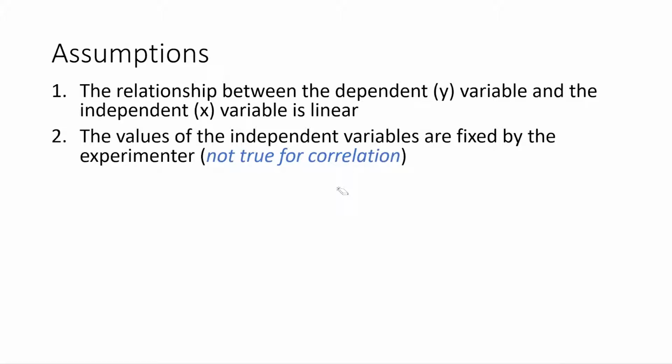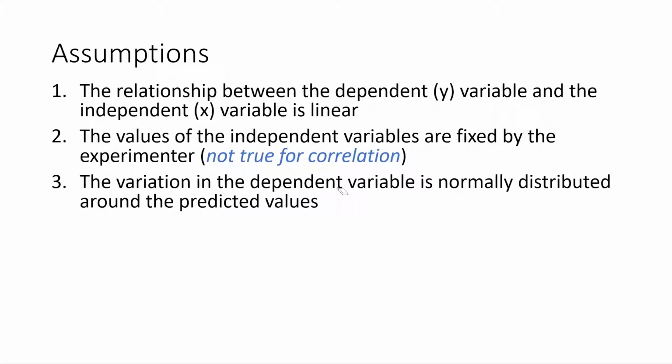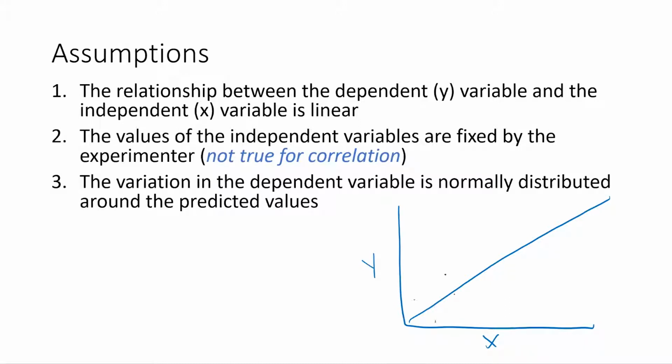We also assume that the values of the independent variables are fixed by the experimenter if we're doing a regression. This isn't true for correlation. The variation in the dependent variable is normally distributed around the predicted values. And what we mean by that is, let's say we got this line again, we got X, we got Y, and we've got some points, right? This would be normally distributed around this line, right? The points kind of go from like this area to this area.